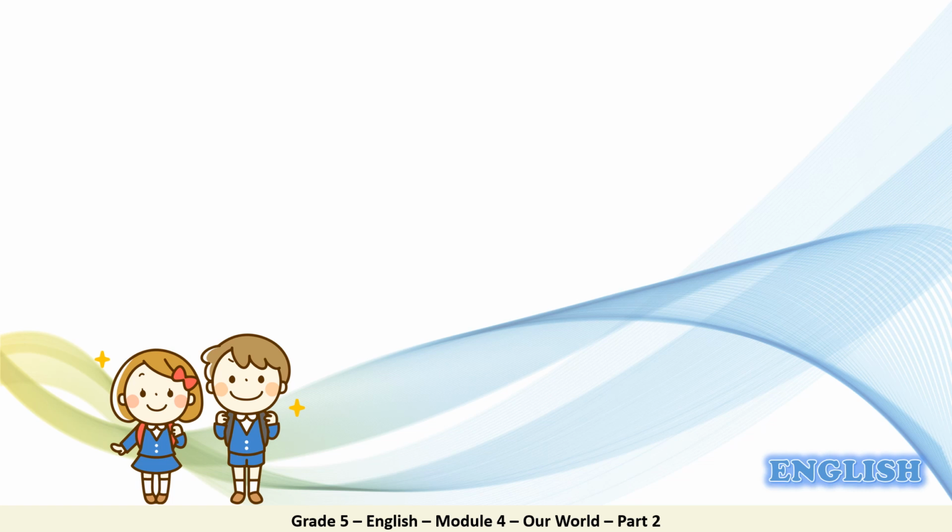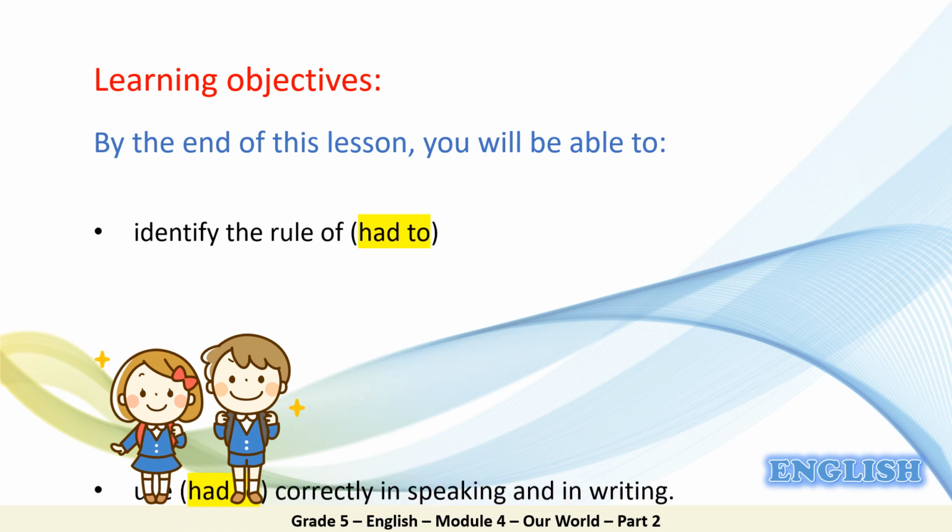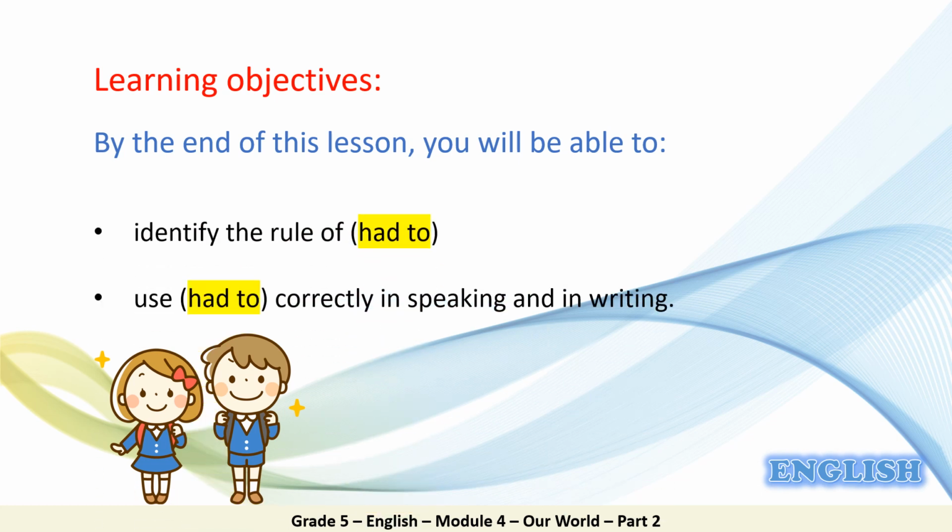Our lesson today is going to be based on the previous lesson, Our World, but we will be looking at the grammar. Let's take a look at our learning objectives for today. By the end of this lesson, you will be able to: Number 1. Identify the rule of had to. Number 2. Use had to correctly in speaking and in writing.